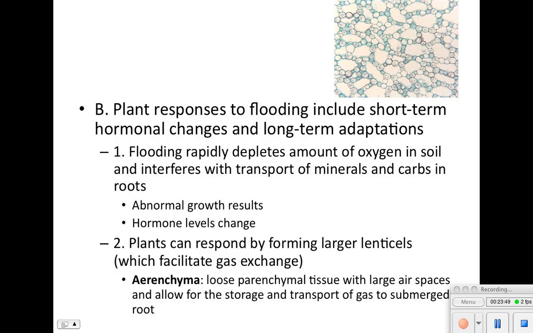So what they'll do is maybe they'll form a larger lenticel, which is a structure inside the plant that is used for gas exchange. And so here you can see all those tiny little air spaces where they can store oxygen when it's submerged underwater. So we call it aerenchyma. And aerenchyma kind of sounds like air, but chyma means a type of tissue.